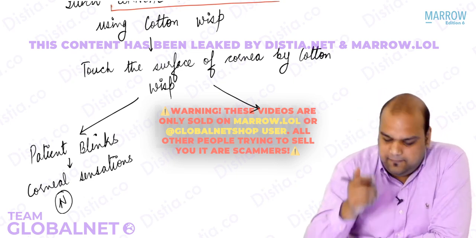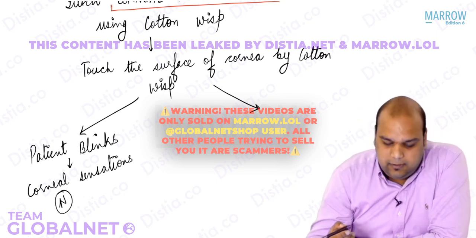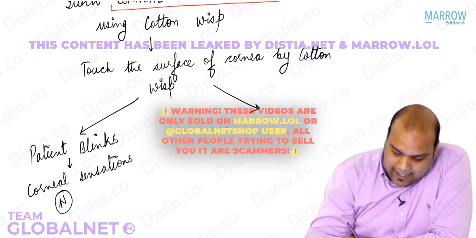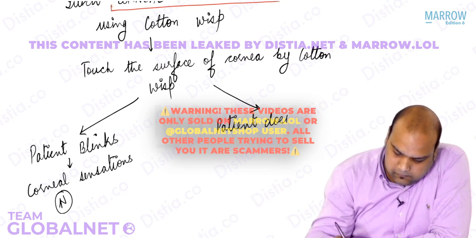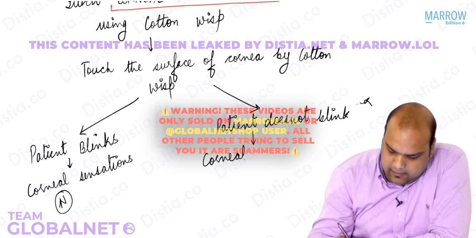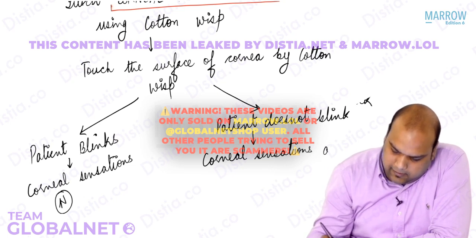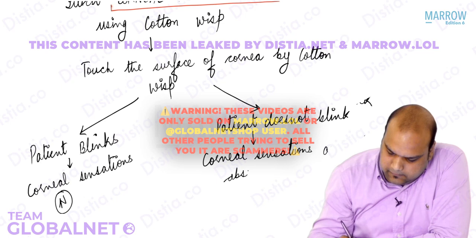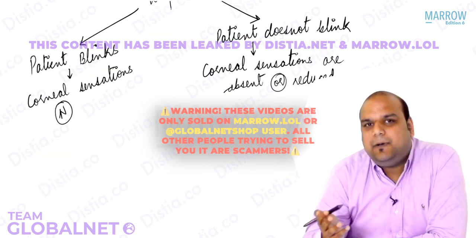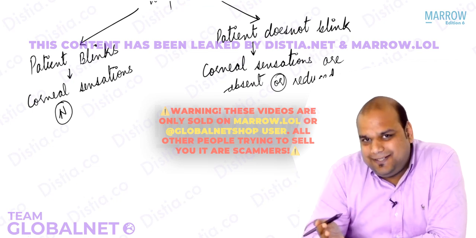The second patient, as I just explained to you, that I am touching the surface of the cornea by the cotton, but the patient is not blinking. That means that corneal sensations are either absent or reduced. Reduced basically means partially absent. So they may not be fully absent, guys.